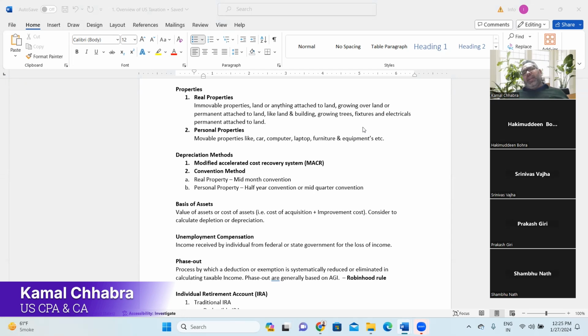Then, in terms of property, I don't think we touched on this in the last class. Same way in India you have property, plant and equipment, right? What all things come in property, plant and equipment? Can you help me explain? What is property, plant and equipment?